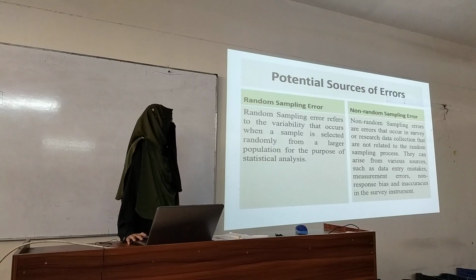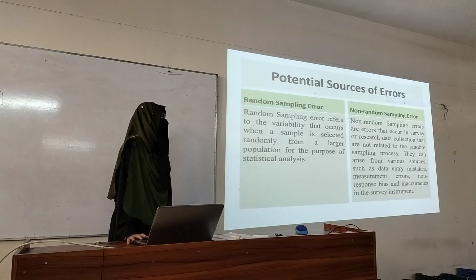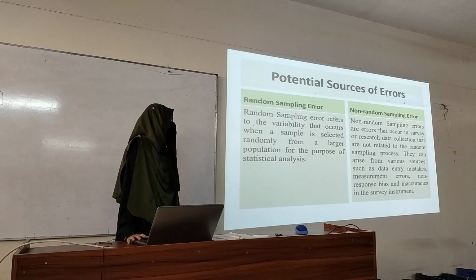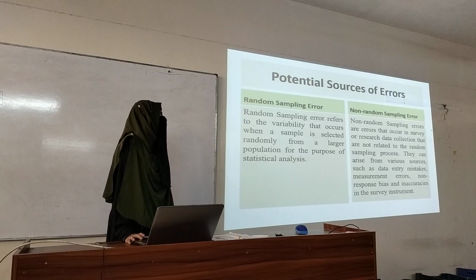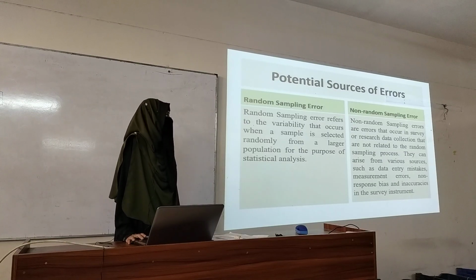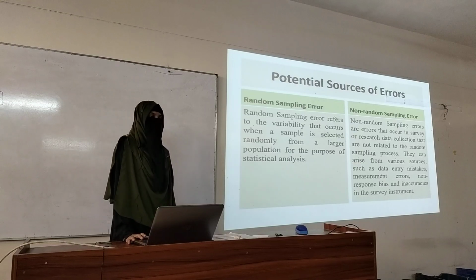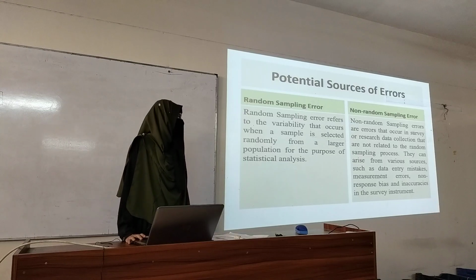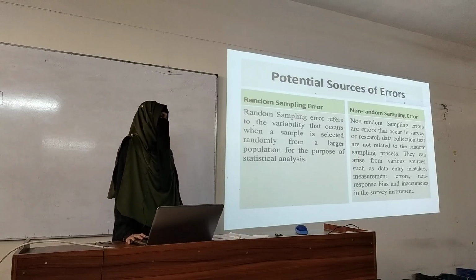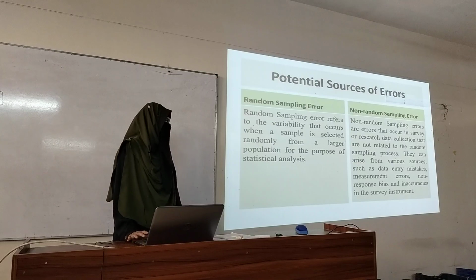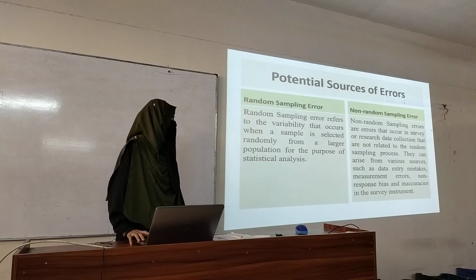Random sampling error. Random sampling error refers to the variability that occurs when a sample is selected randomly from a large population for the purpose of statistical analysis. Non-random sampling error. Non-random sampling errors are the errors that occur in survey or research data collection that are not related to random sampling error. They can arise from various sources such as data entry mistakes, measurement errors, non-response bias and inaccuracies in the survey instrument.